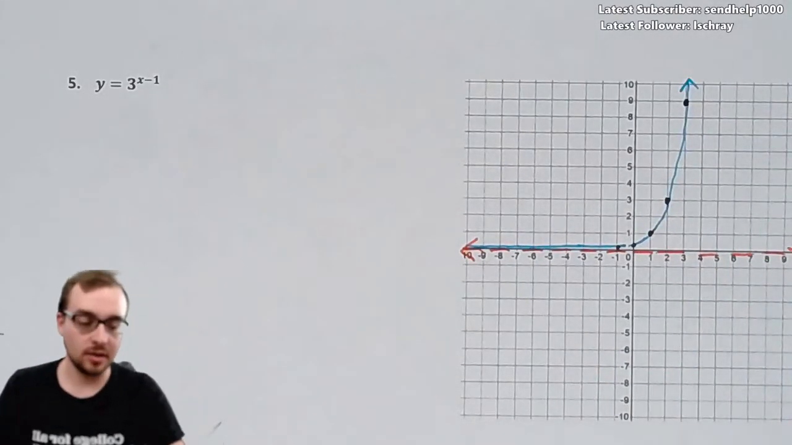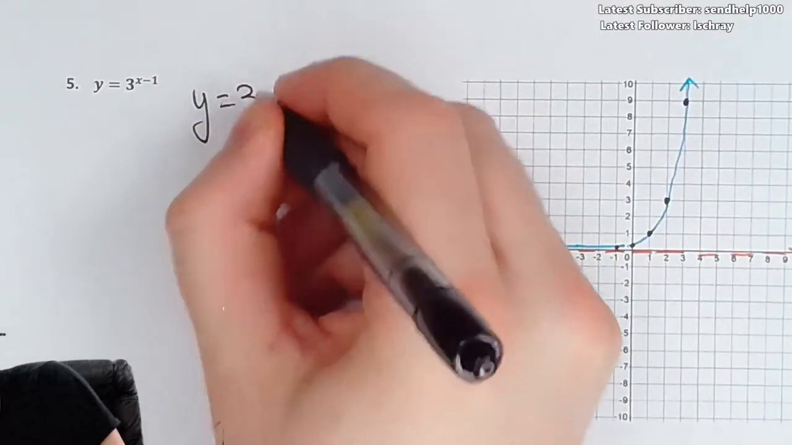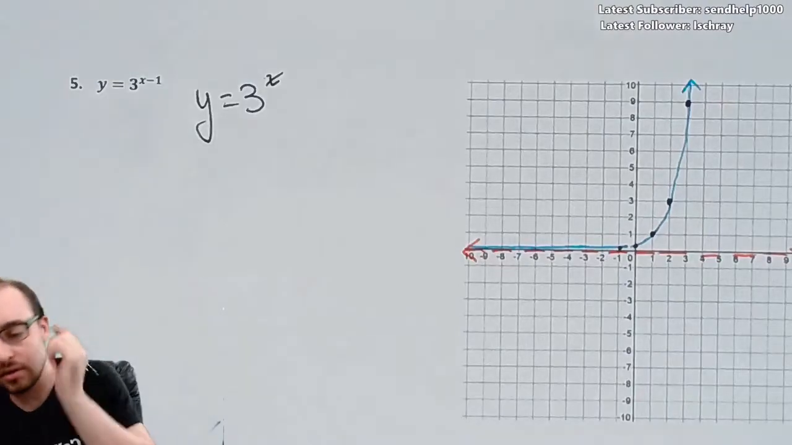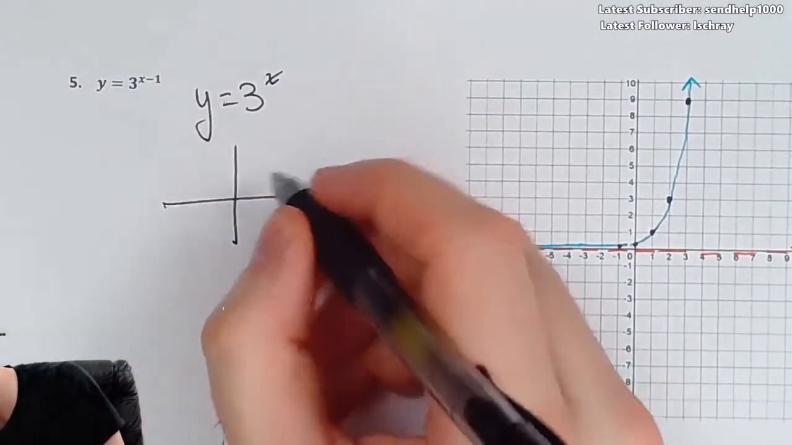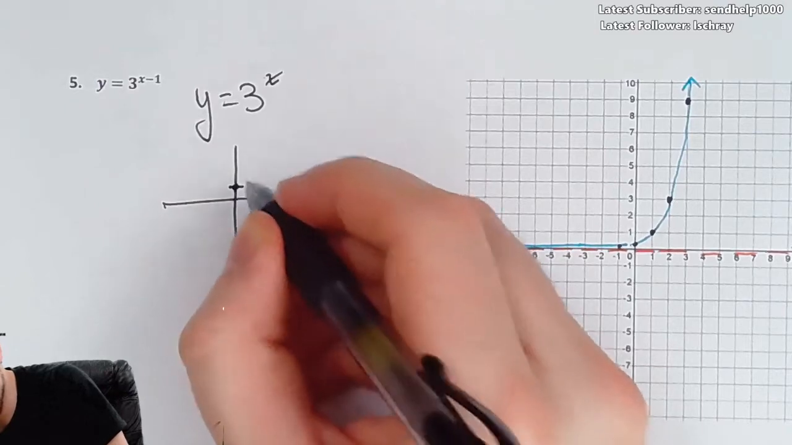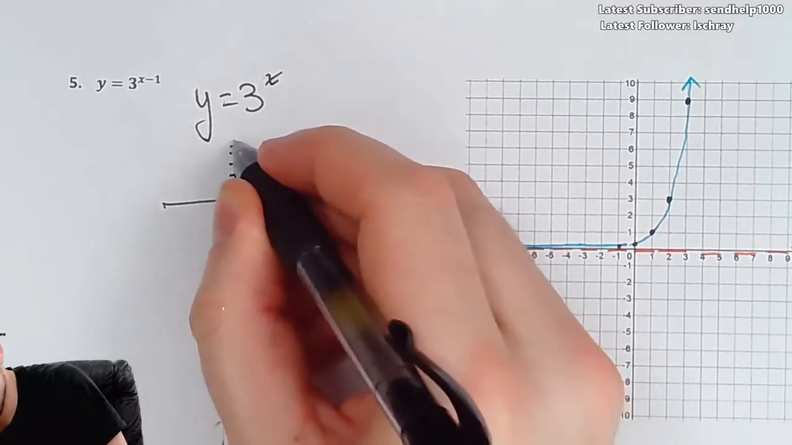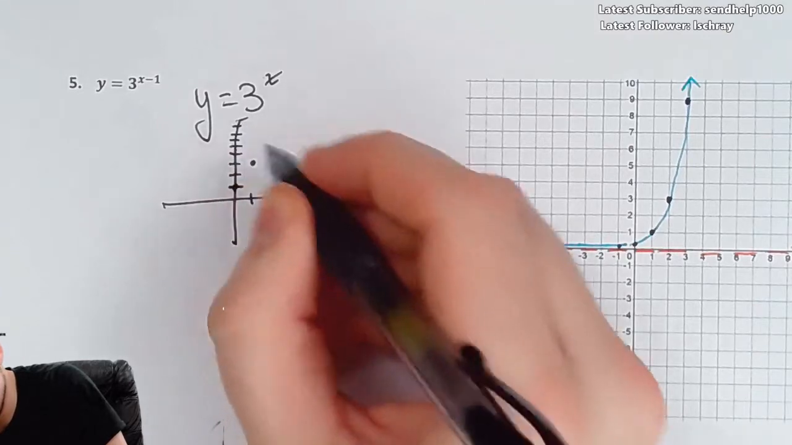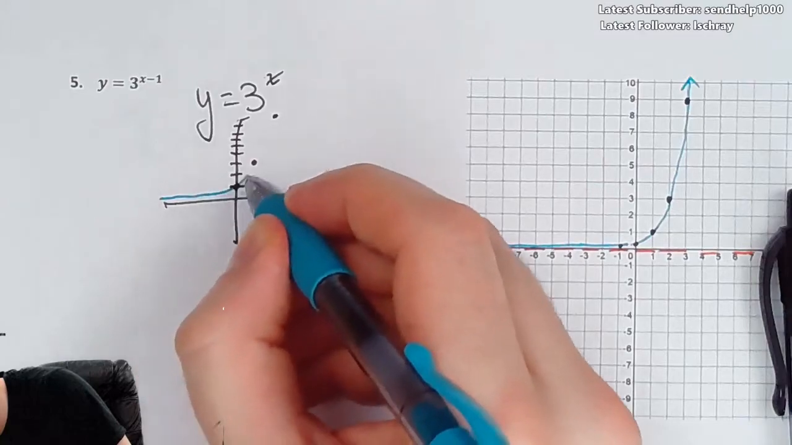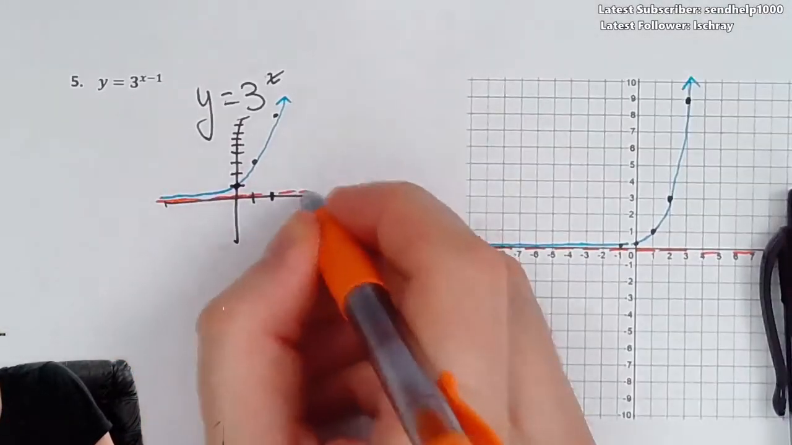Now, what would our regular graph look like? The parent graph. Well, the parent graph would look like this. This is what Shamba was doing, forgetting about that minus 1. When I plug in 0, I get 1. When I plug in 1, I get 3. When I plug in 2, I get 9. So it still has an asymptote here, right?